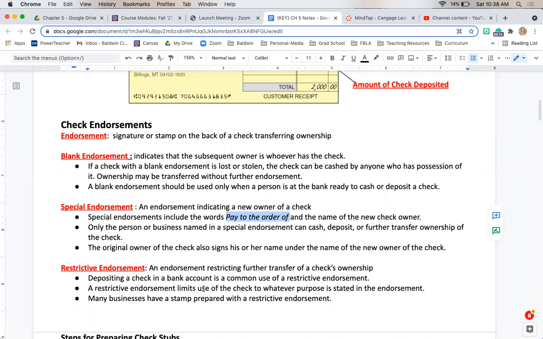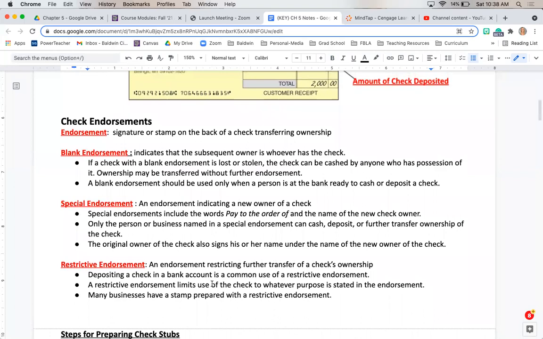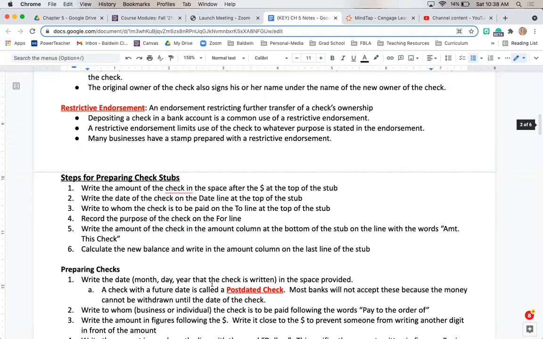A restrictive endorsement is normally going to restrict what can be done with that check. So most of the time we see for deposit only to the account, and then there's a signature, meaning that that check can't be cashed. It can only be deposited, which is what a lot of businesses do. And they normally have a special stamp that they stamp the back of their checks with.